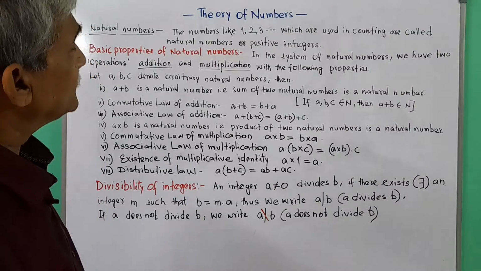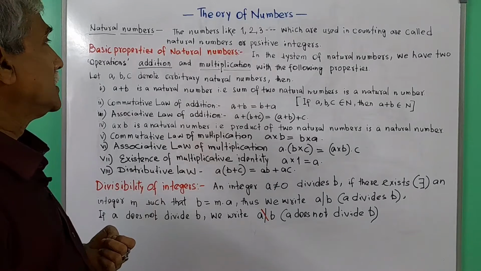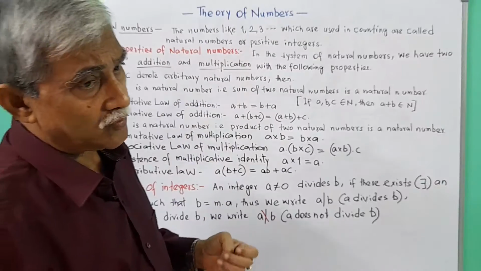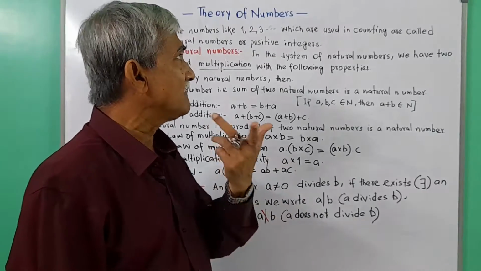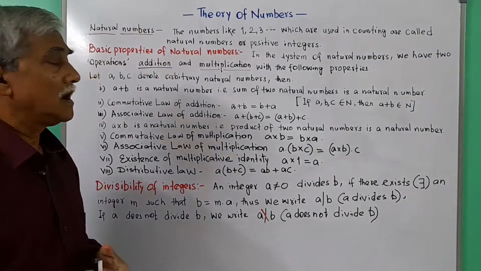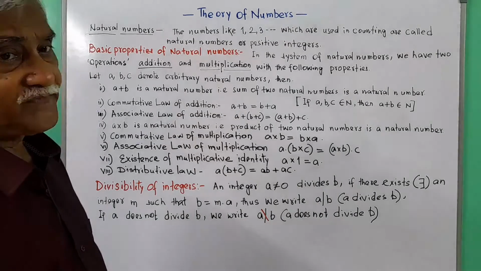Today's topic is theory of numbers that we deal in mathematics. Now, do you know what a natural number is? The natural numbers are the numbers like 1, 2, 3, etc., which are used in counting, and these are called natural numbers, or positive integers.